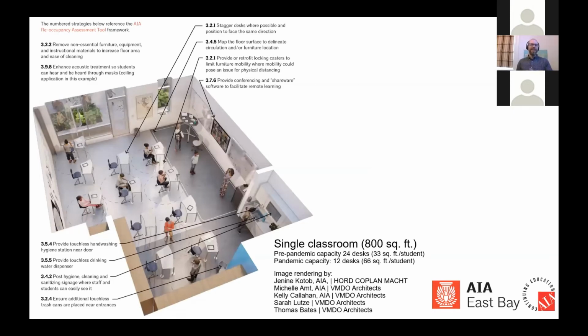Okay, finally we get to an image. Sorry for all those bullet points there, but this is from the building type specific guidance here. So this is a sample classroom, and this came out of a national charrette, just showing what a post-COVID-19 classroom might look like.